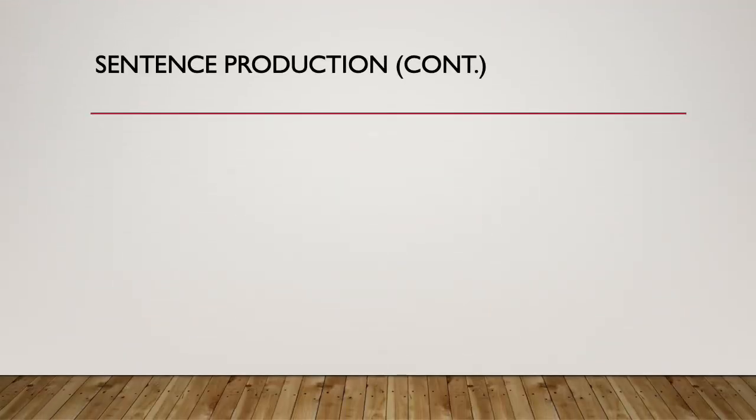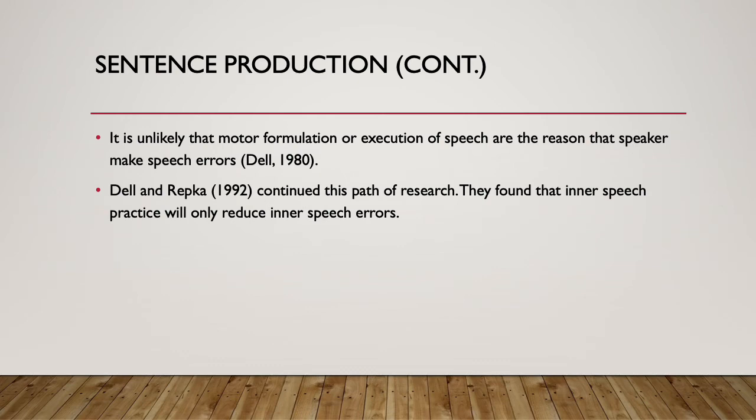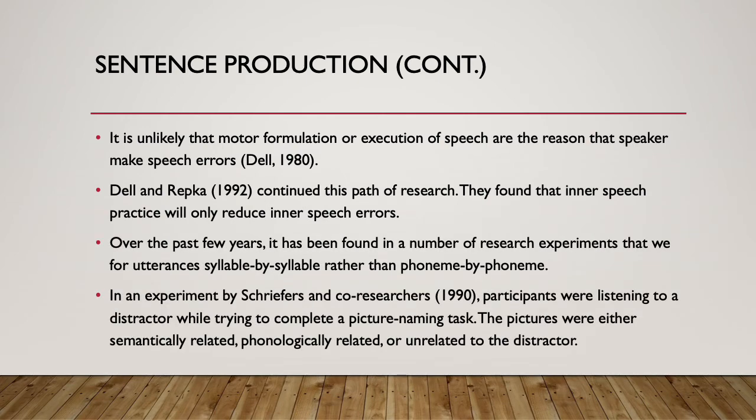It's likely that motor formulation or execution of speech are the reason that speakers make speech errors. It's interesting to think that our speech errors are potentially made before we start speaking. This may go back to not wanting to make an error, or to impress somebody or have flawless speech, or whatever reason we're trying to not make a speech error. But generally, it's not the motor formulation or execution that causes us to make that error.